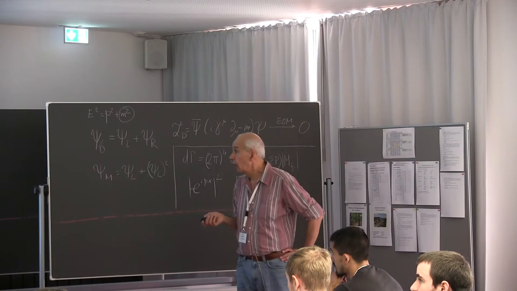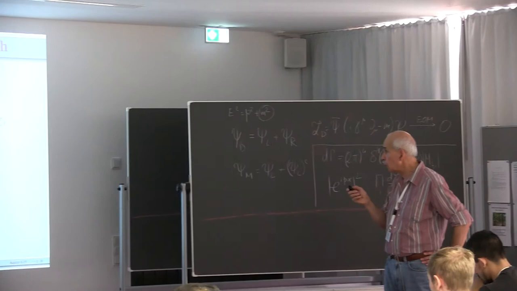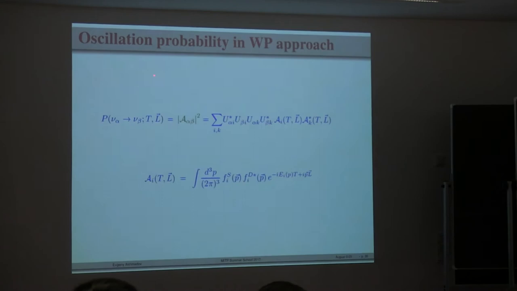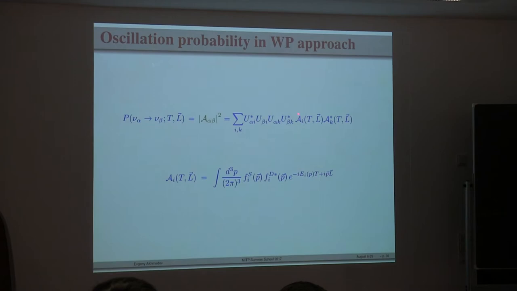Okay, now with these derivations, we find the oscillation probability, which is given by this expression. It's the square modulus of the oscillation amplitude. It contains the product of four elements of the leptonic mixing matrix and the amplitudes for neutrino mass eigenstates i and k, and a sum over all i and k. But this amplitude is shown here. This is just a summary.